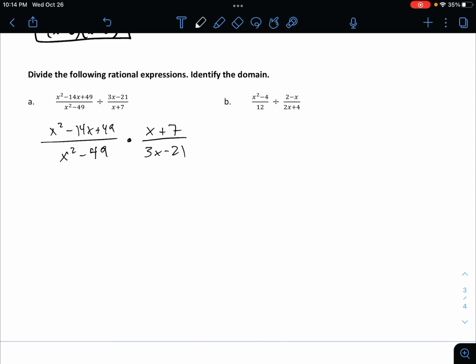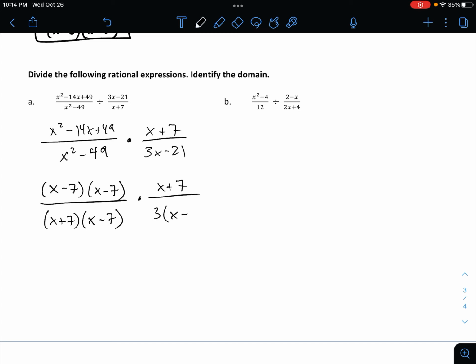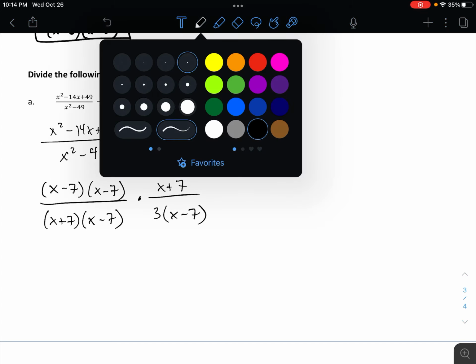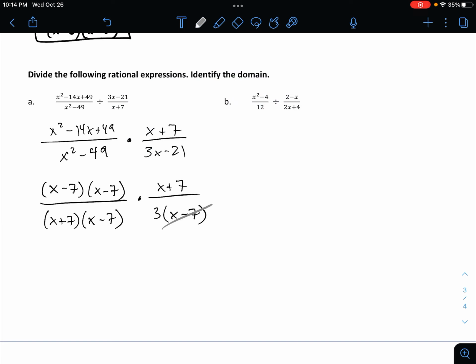All right, so we should figure out that this is going to be x minus 7 over x plus 7, x minus 7, times x plus 7 over 3 times x minus 7. We're going to go ahead and cancel the common factors. So x minus 7s will cancel. Another set of x minus 7s will cancel. And x plus 7s will cancel. So all I have remaining is a 1 in the numerator and a 3 in the denominator.